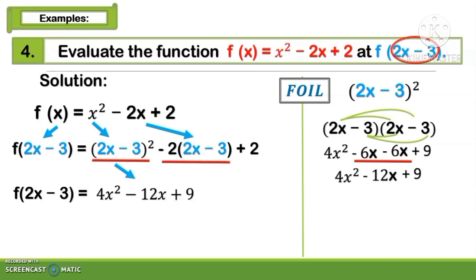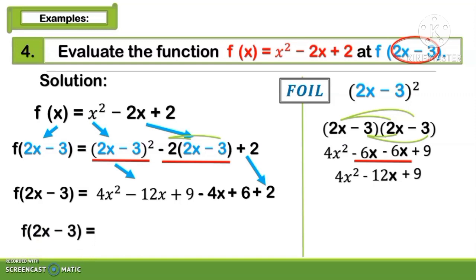Just simply distribute negative 2 dun sa nasa loob ng parenthesis. Negative 2 times 2x will give us negative 4x. Negative 2 times negative 3 will give us positive 6. Then si positive 2, bring down lang natin. Next step is to simplify the function or combine similar terms na lang.